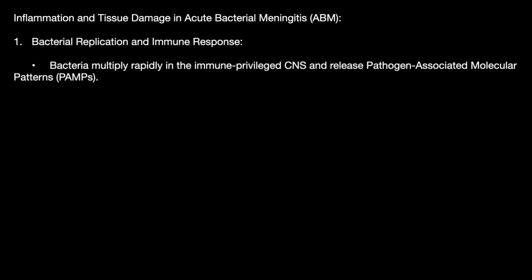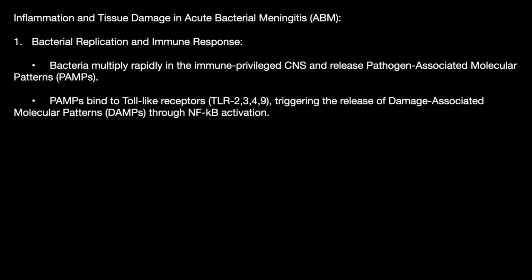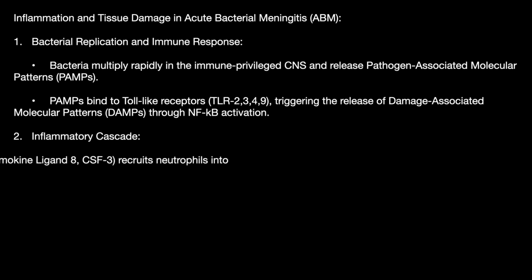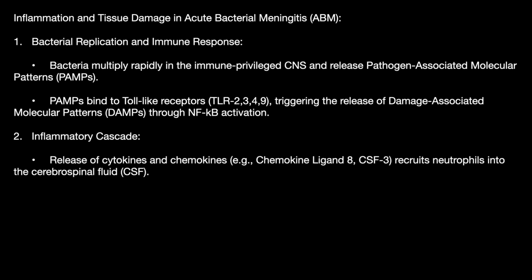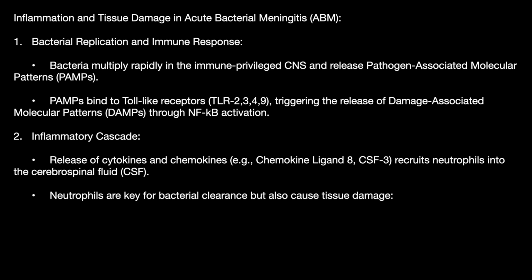Regarding the inflammation and the tissue damage that is seen in acute bacterial meningitis, one of the important things is the bacterial replication and the immune response. Bacteria multiply rapidly in the immune-privileged CNS and release PAMPs. These PAMPs bind to the toll-like receptors and trigger the release of damage-associated molecular patterns through NF-κB. Now the inflammatory cascade is started, which releases cytokines and chemokines, recruiting neutrophils into the CSF.